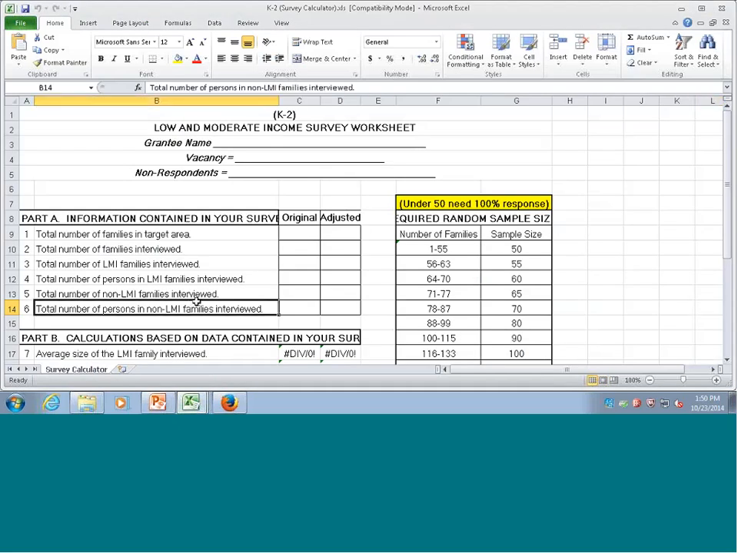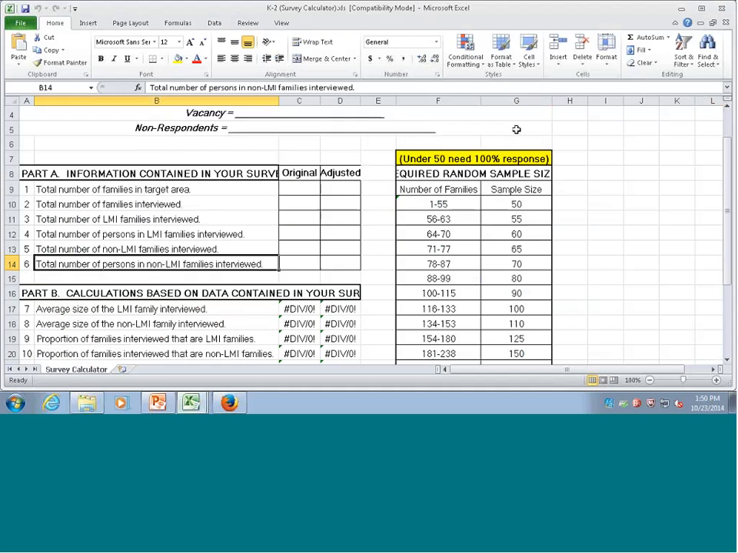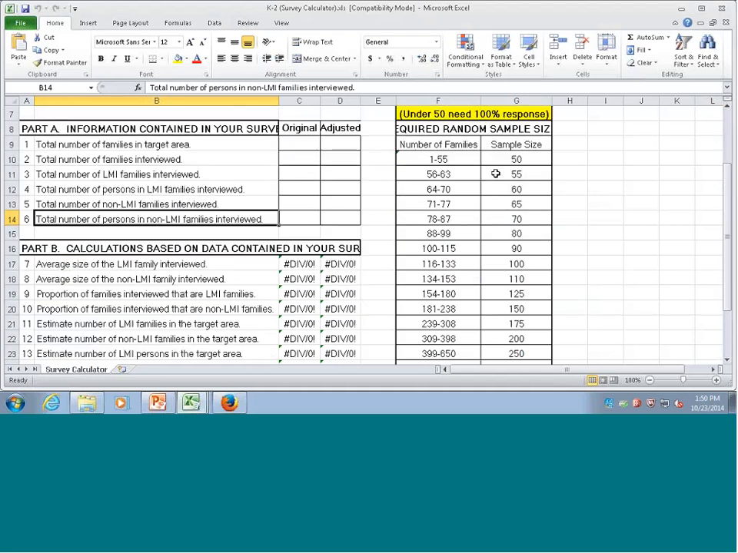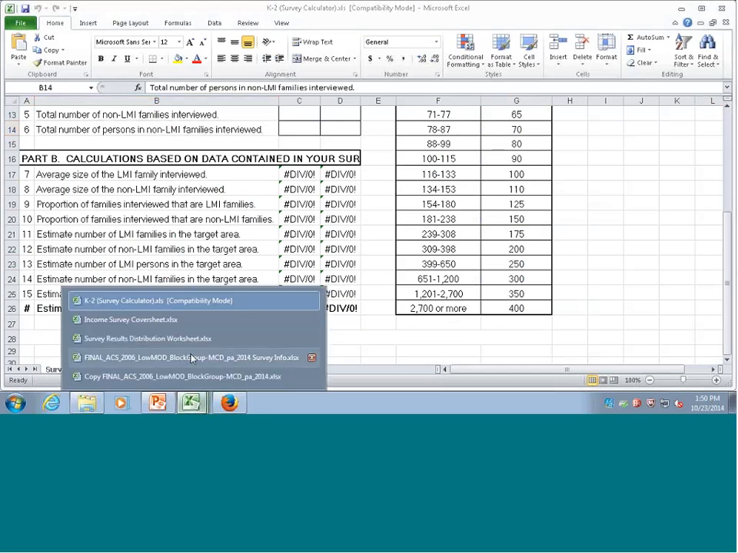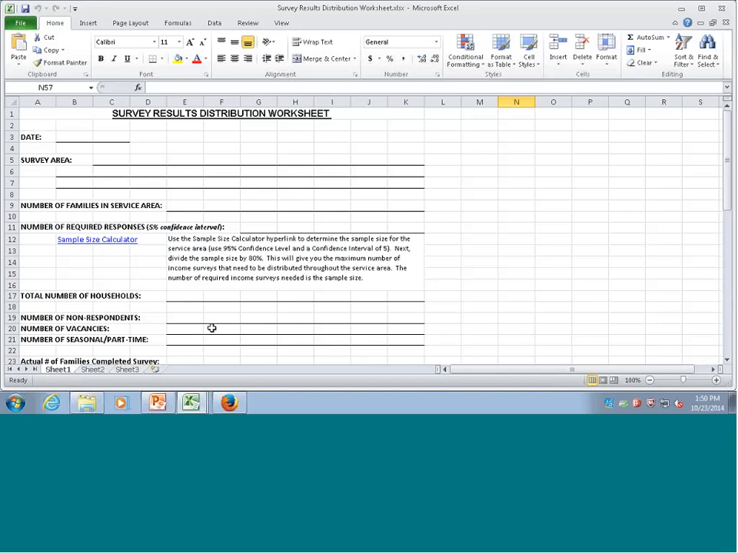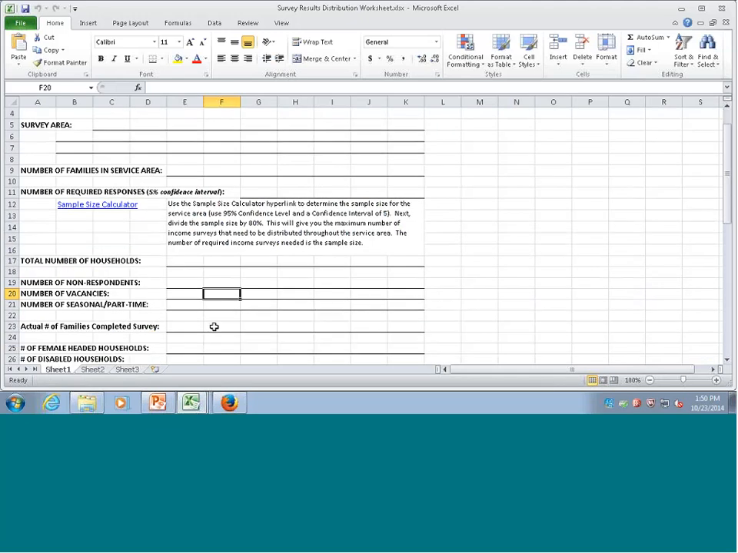And again, this is one that a lot of you are familiar with, and we will be putting this one out there so that you folks will use the DCED form. And there's nothing new on this particular one. And then the survey results distribution sheet. This one just gives us a little bit more information about the actual results of the survey.